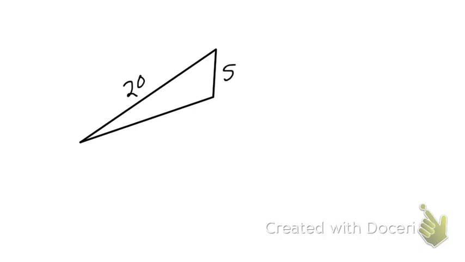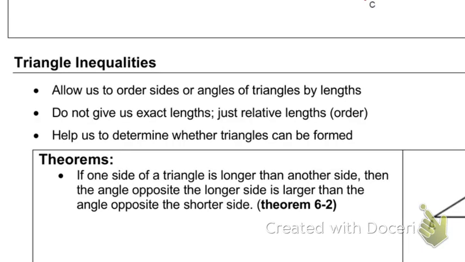If this line is really, really long and this line is shorter, this angle must be smaller than this one, because you need a big angle to open up for a bigger line. A smaller line needs a smaller angle. That's the backbone of what we're doing today.